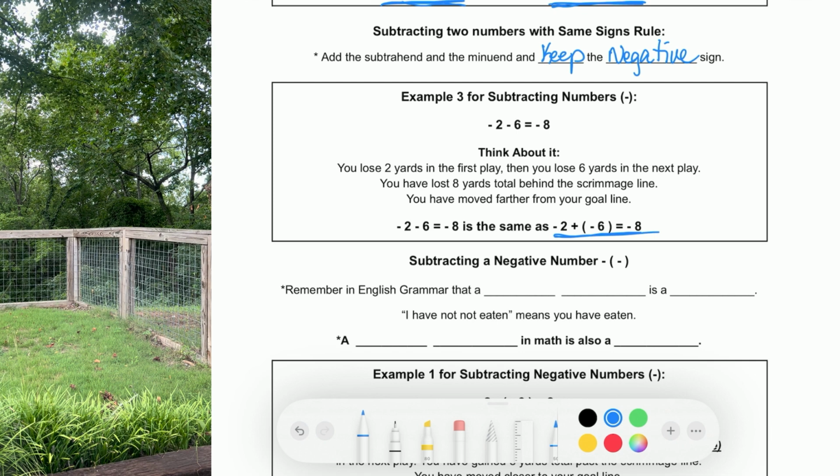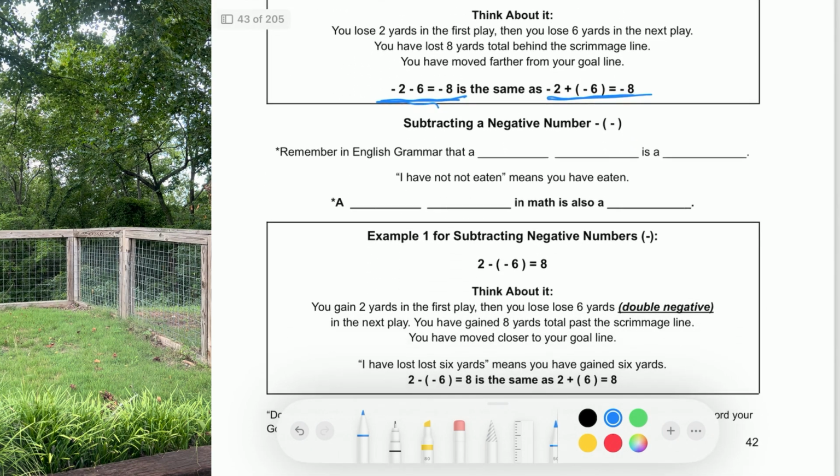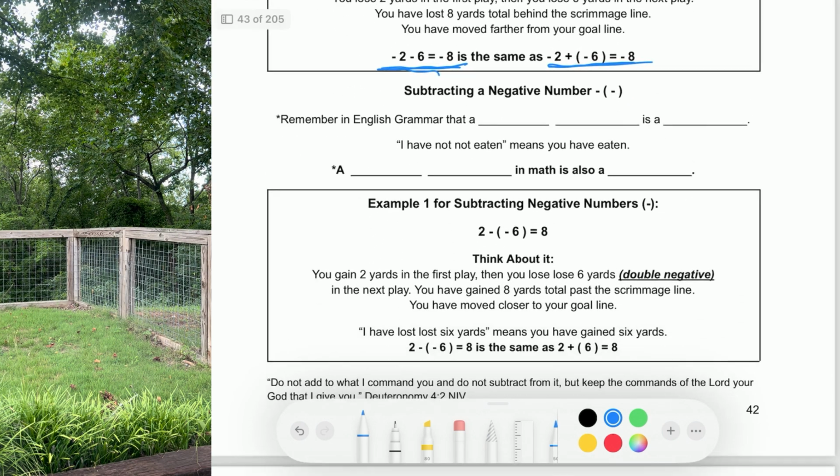So remember when we were adding two numbers with the same sign, we did in fact add them and then we kept the sign. So negative 2 plus negative 6 is negative 8. Again, that's the same as negative 2 minus 6 equals negative 8. So let's move forward and we'll come back to that in just a minute and why they are the same. But let's just keep moving up.